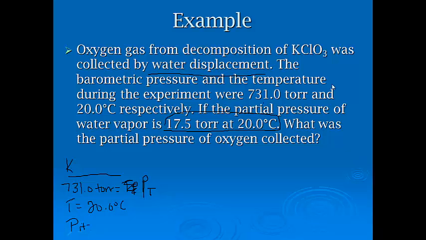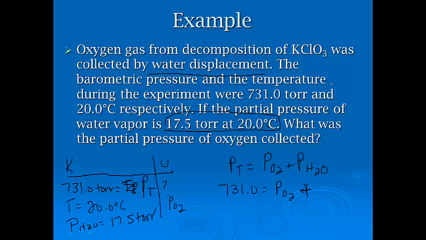So now, if the pressure of the water is equal to 17.5 torr, this math is super simple. We want to know the pressure of the oxygen. All we have to do is use Dalton's Law, which is pressure total is equal to the pressure of the oxygen plus the pressure of the water. We know the total pressure. You don't have to plug the 20 in anywhere. The only reason you need the 20 degrees Celsius is to tell you the pressure of the water. So 731.0 equals the oxygen plus 17.5. It's a simple subtraction problem because we subtract 17.5 from both sides. With one decimal place, we end up with 713.5 torr for the final answer. And that's it.